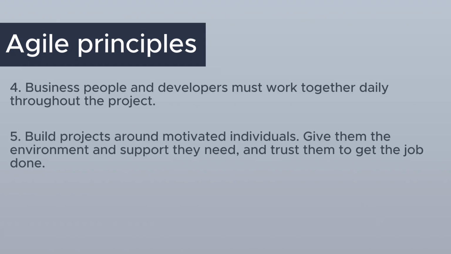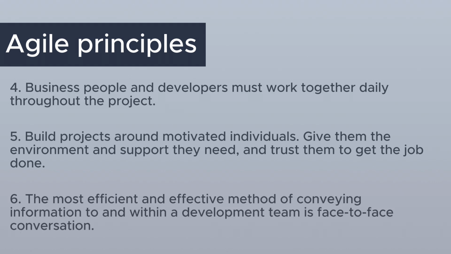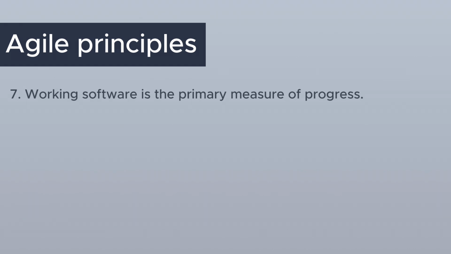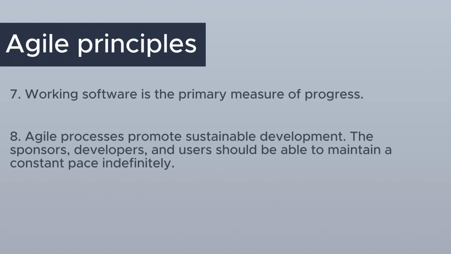Number five, build projects around motivated individuals. Give them the environment and support they need, and trust them to get the job done. Number six, the most efficient and effective method of conveying information to and within a development team is face-to-face conversation. Number seven, working software is the primary measure of progress. Number eight, Agile processes promote sustainable development. The sponsors, developers, and users should be able to maintain a constant pace indefinitely.